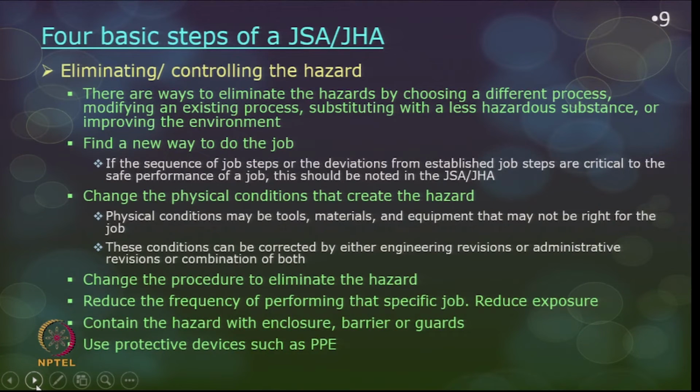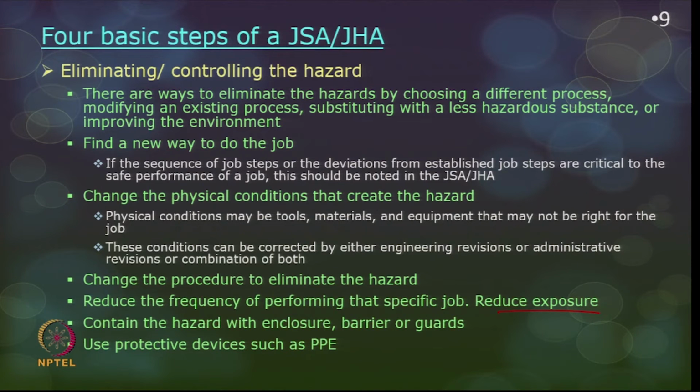If the sequence of job steps or the deviations from established job steps are critical to the safe performance of a job, then this should be noted down in the JSA and you may have to think of finding an alternate way. If the physical condition is what is creating the hazard, then you may have to think of improving the site conditions so that the hazards are easily contained, and change the procedure to eliminate the hazard, reduce the frequency of performing that specific job. So, in the sense, reduce the exposure to the hazard or contain the hazard with an enclosure, barrier or guards.